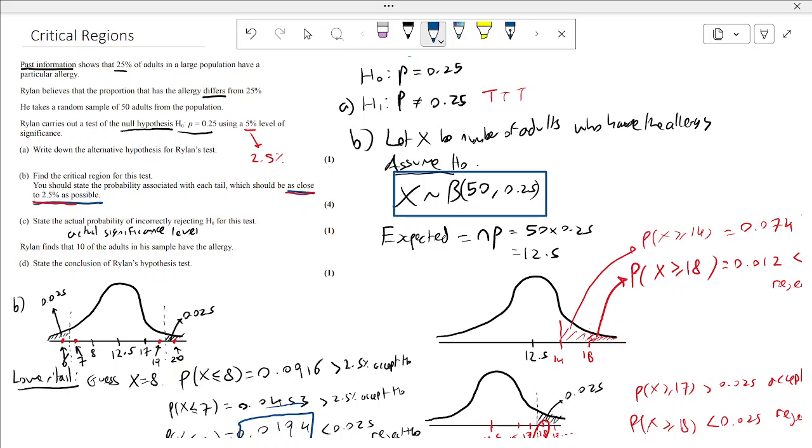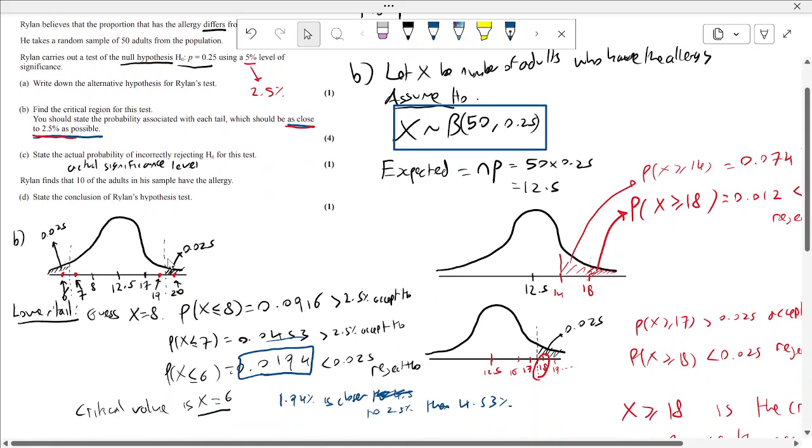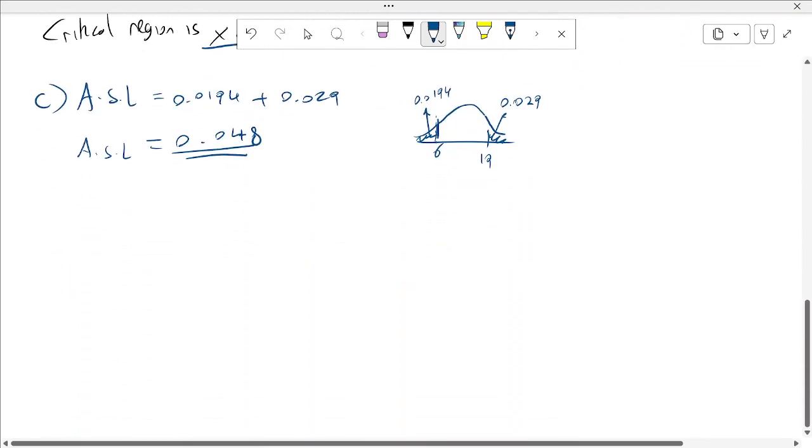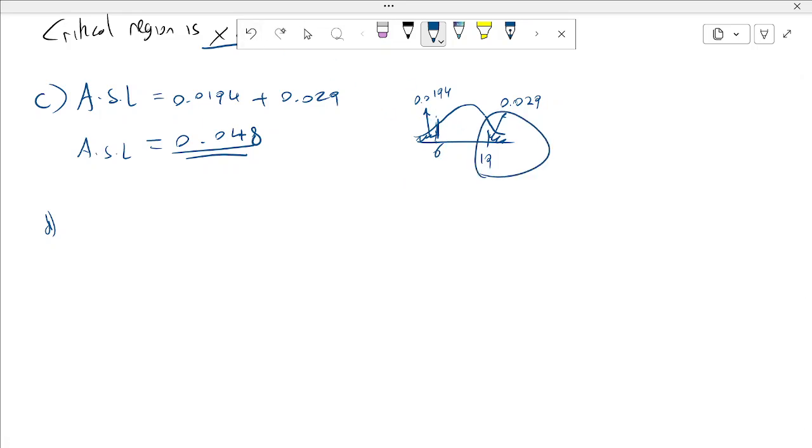Okay, so rather than find that 10 adults have the allergy, state the conclusion, we've done all the work, right? 10 adults have the allergy. Well, we decided if you were 6 or fewer, or if you were 19 or more, we would say reject. So 10 adults, x equals 10, that is not inside the critical region. Okay? So I'm not going to reject H0, I accept H0.